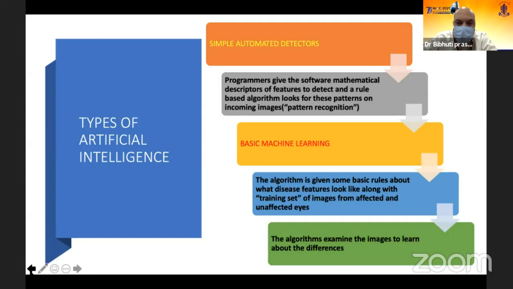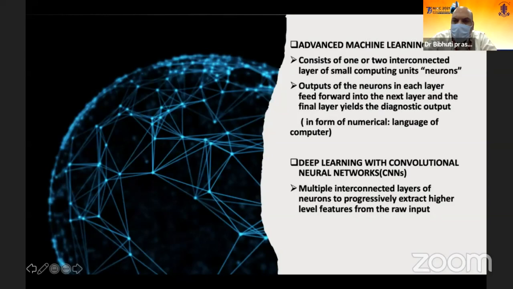Then comes advanced machine learning, that consists of one or two interconnected layers of small computing units, that is neurons. And what it does is the output comes in the form of numericals, and that is the language of computers, and that's how it detects the output also. In deep learning, that is the most advanced one, with the convolutional neural network, there are multiple interconnected layers of neurons. This is the superior-most type of artificial intelligence, and it will be coming into play in the near future in ophthalmology also.